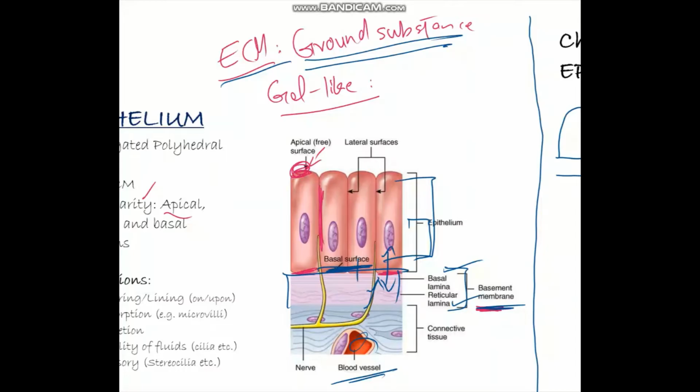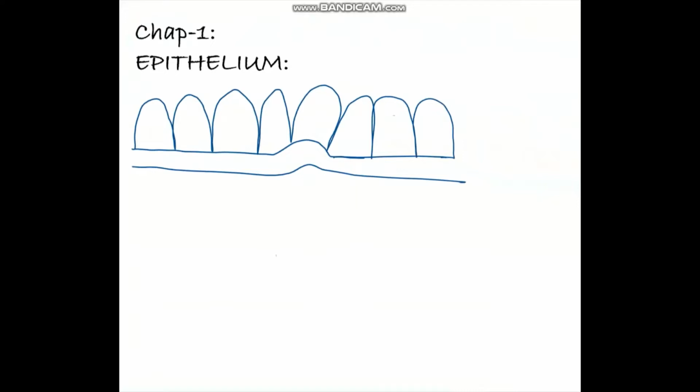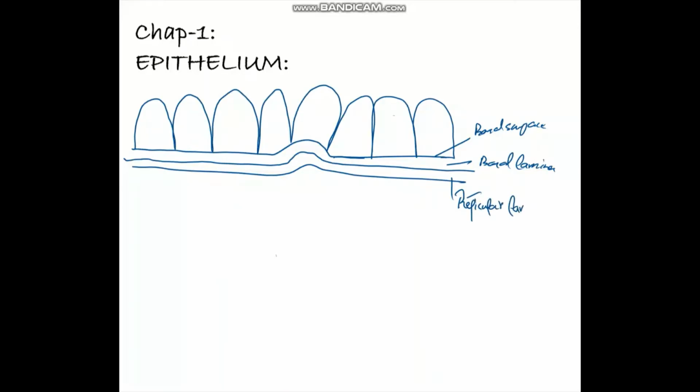So it consists of two layers. Let's get over here, in a cleaner diagram. It contains two layers. Let me draw a layer real quick over here. The one right next to the basal surface, right outside the basal surface, is the basal lamina. And outside the basal lamina, distal to the basal surface, is the reticular lamina.